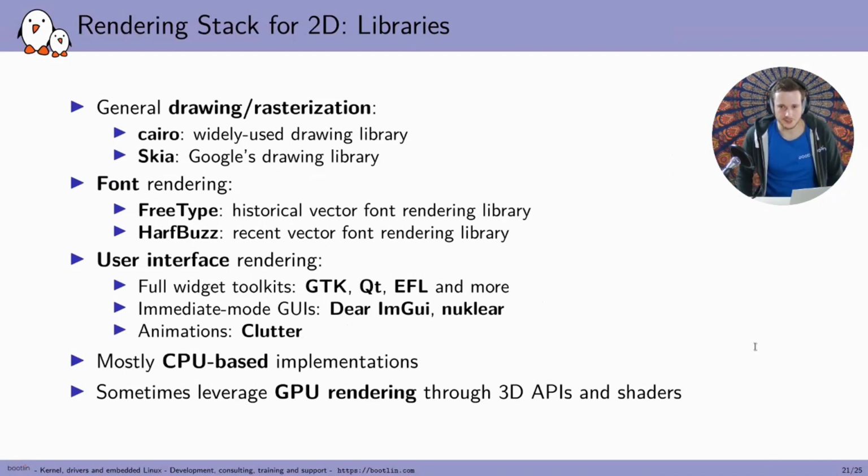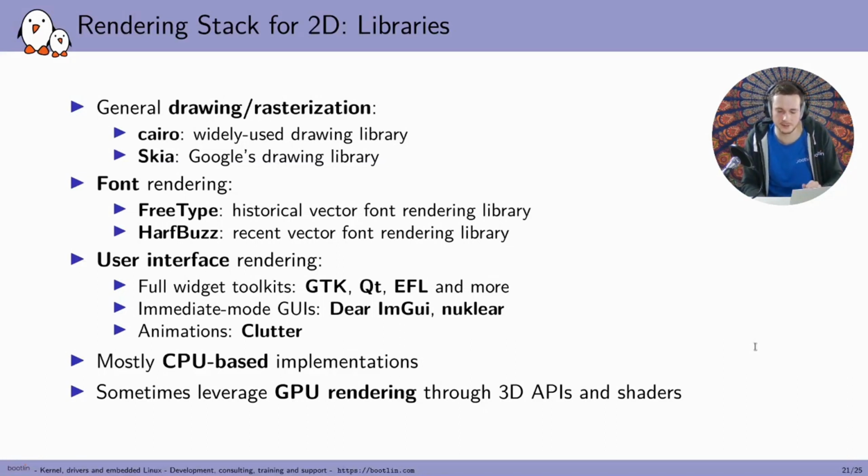Okay, so now I've mentioned the 3D rendering part. Now let's take a look at 2D. So usually 2D is done with CPU-based implementations, but it's also possible to use the GPU to do 2D rendering as well. So here I've put a number of reference libraries that are used. For example, Cairo and Skia are used to do general drawing or rasterization. So this is like drawing shapes and things like this.